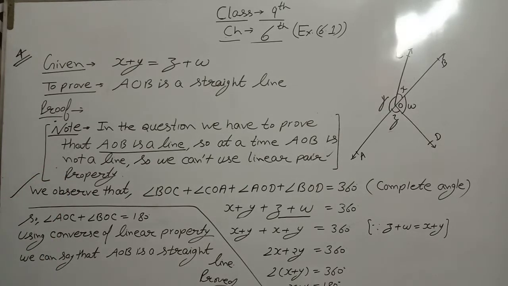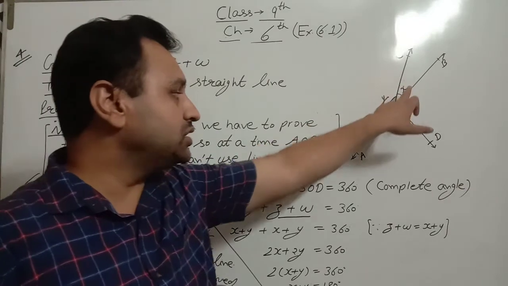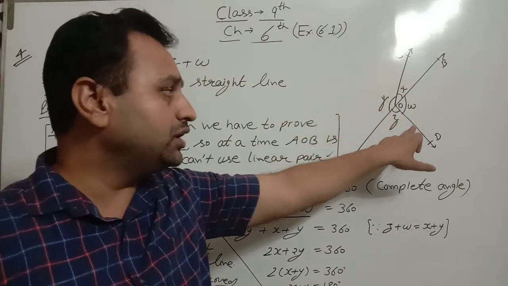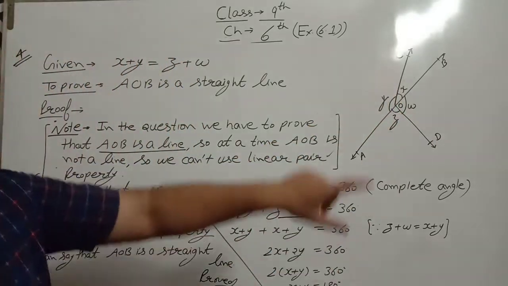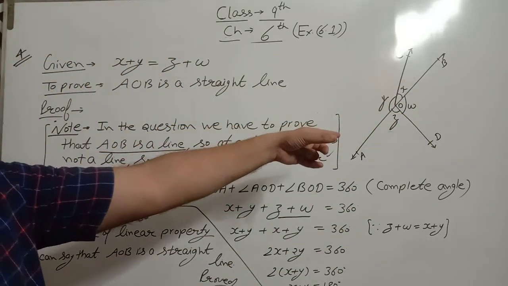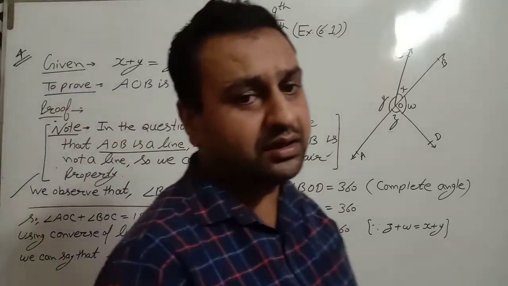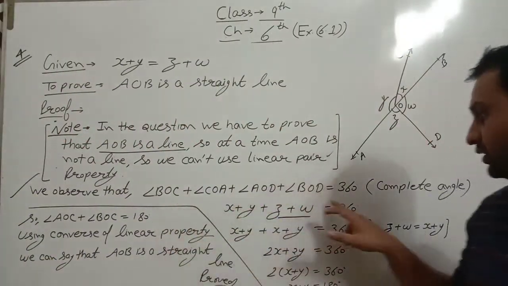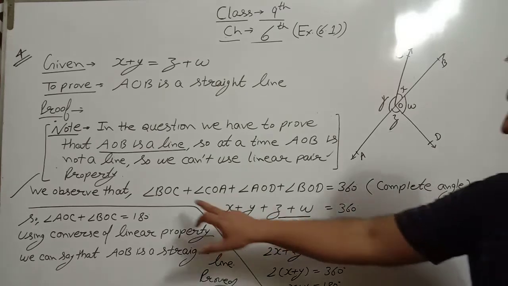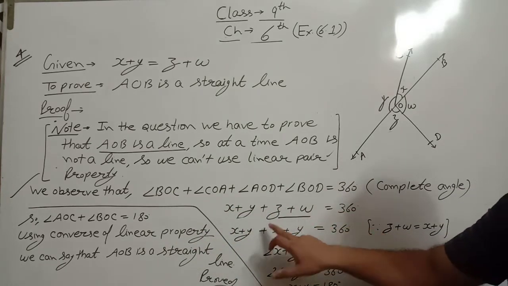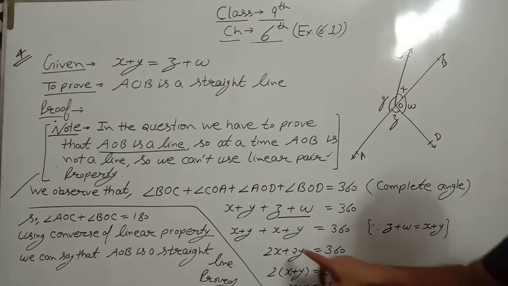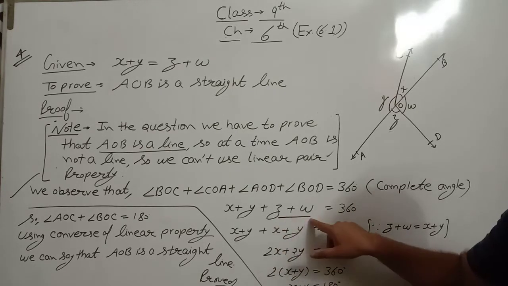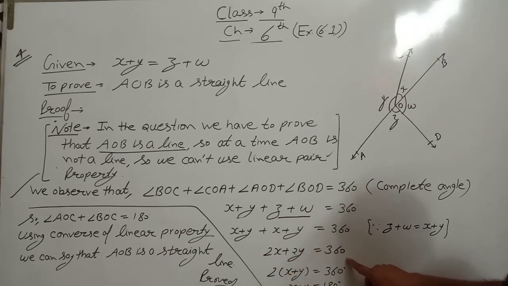We observe that angle BOC, angle COA, angle AOD and angle BOD together make a complete circle, and a complete circle means a complete angle. So the sum of these four angles is 360 degrees. Put their values, and according to the question, z plus w equal to x plus y. Put x plus y in place of z plus w: 2x plus 2y equal to 360 degrees. So x plus y is equal to 180 degrees.